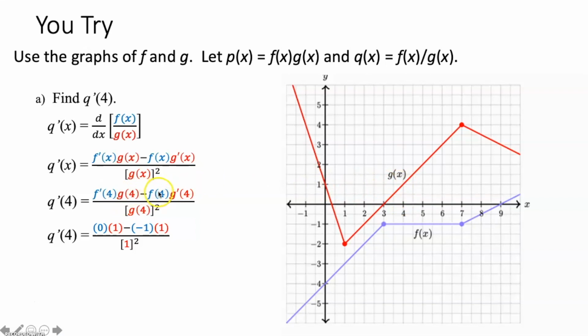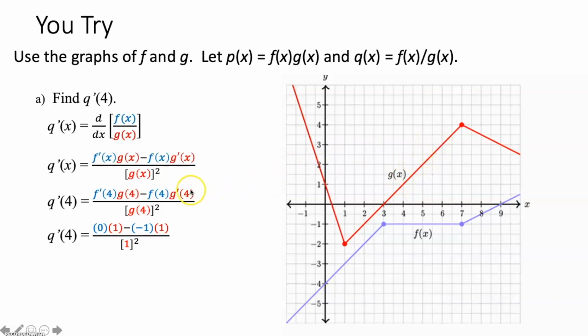Minus f of 4. F of 4 means the y value of my f function at x equal to 4. So at x equal to 4, the y value of my f function is negative 1. So I plug in negative 1 here. G prime of 4 is the slope of my g function at x equals 4. So we go over to x equals 4. The slope of my g function, we're going up 1, right 1, up 1, right 1.